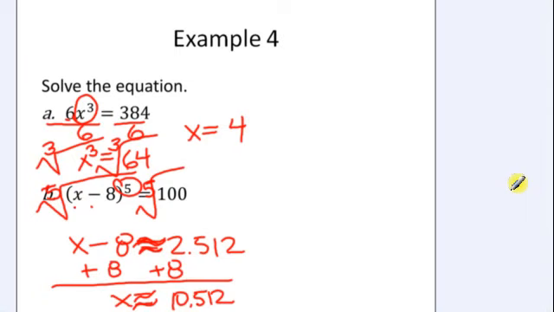Now, as with solving any equation, we can always check our answers by plugging back in. So in the original problem, if I put in the 10.512, subtract 8 from that, then raise it to the 5th power, I should get about 100. I get 100.02, which is pretty close considering I had to round in the process. So looks like my answer is correct.